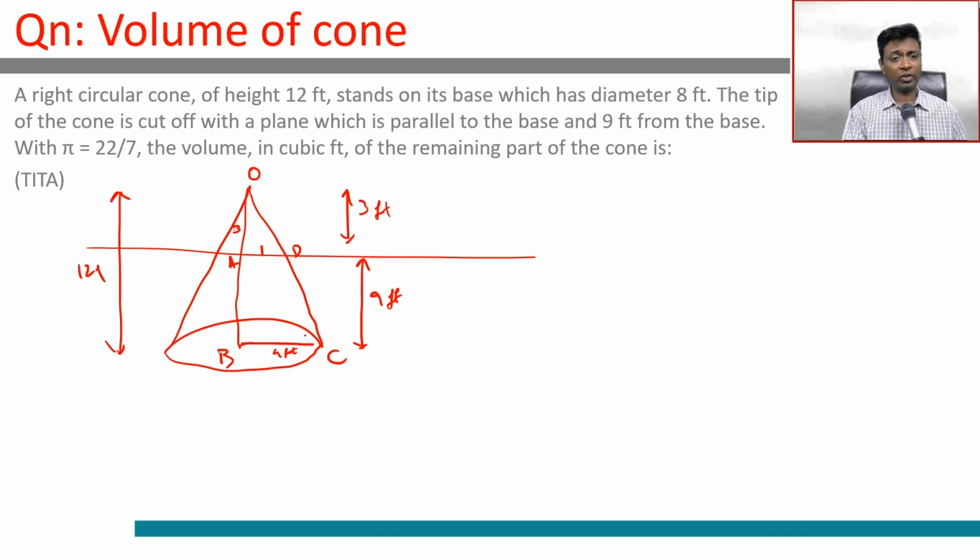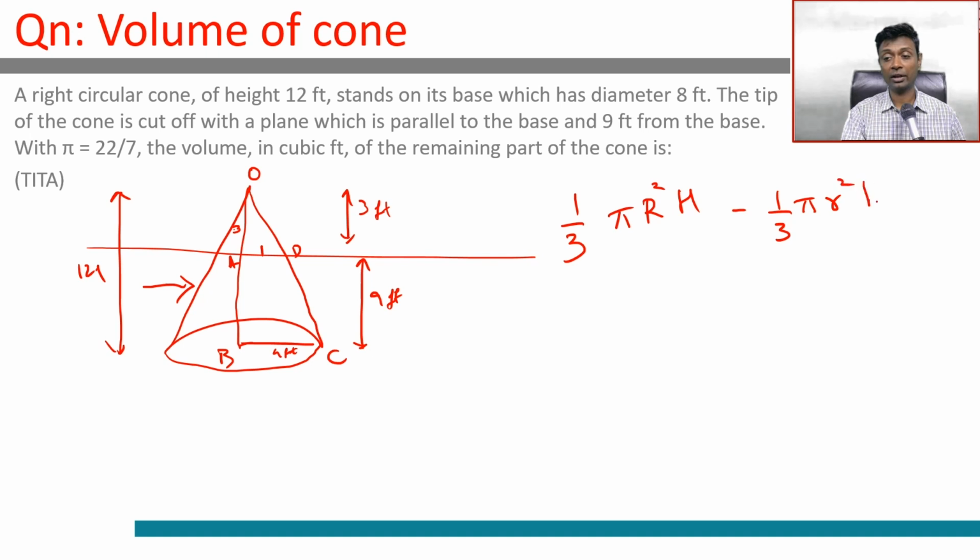With pi equal to 22/7, the volume in cubic feet of the remaining part of the cone, this is called a frustum. We need to find the volume, which is 1/3 pi r square height minus 1/3 pi r square height. The big cone minus the small cone. So 1/3 into 22/7 into 4 square into 12 minus 1 square into 3.